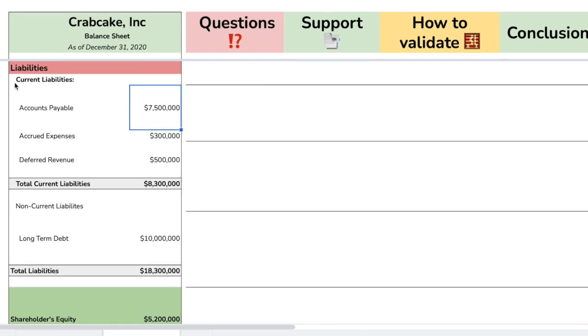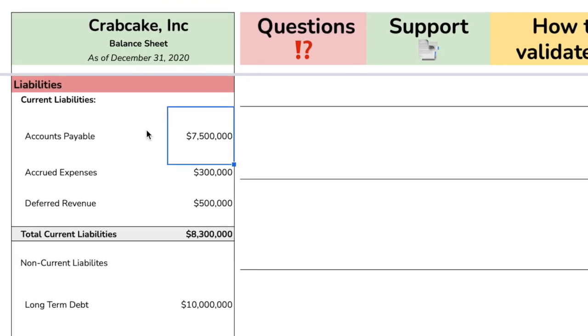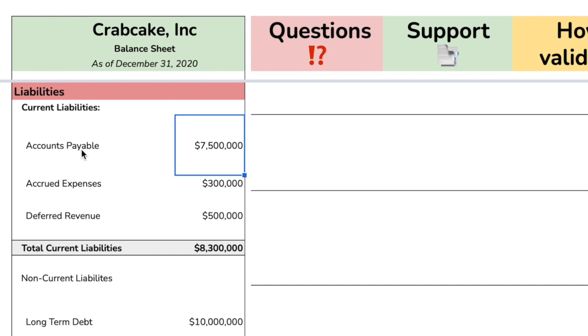Now, when we look at the liabilities and equity section of the balance sheet, I'm going to have questions related to accounts payable, deferred revenue, long-term debt, and shareholders' equity. But I'm going to begin by looking at long-term debt because this is the riskiest area of the balance sheet.